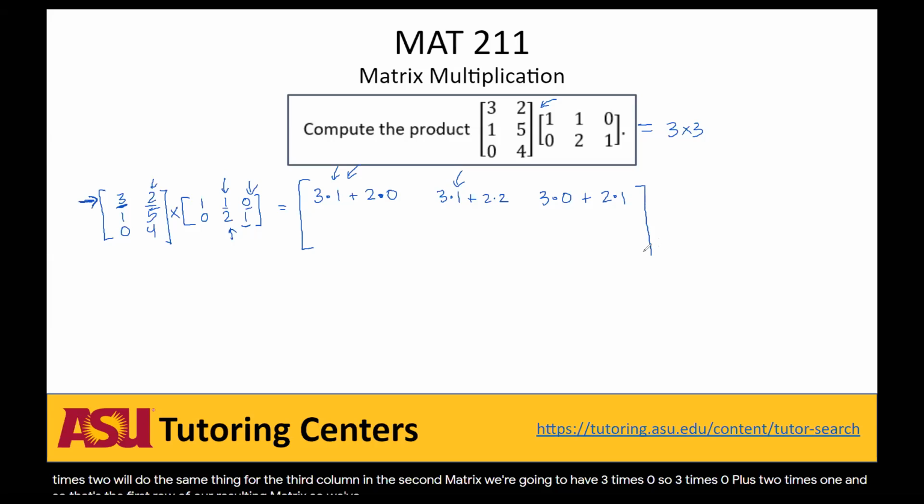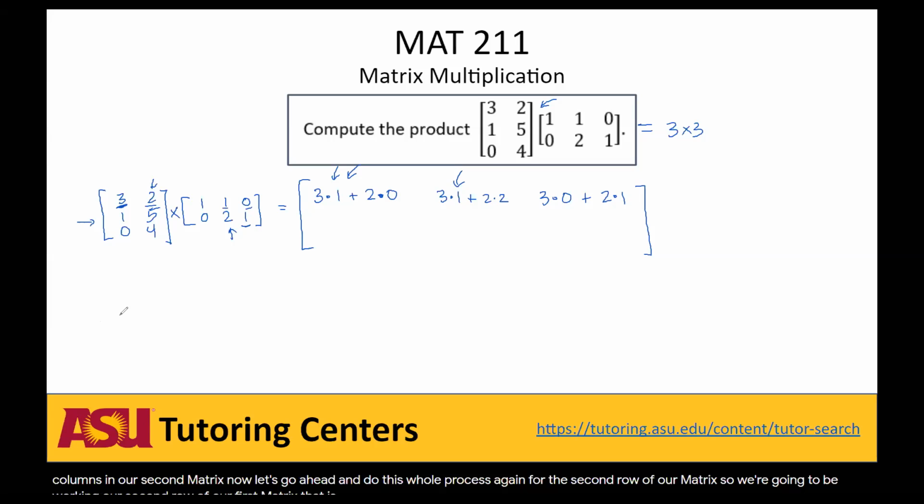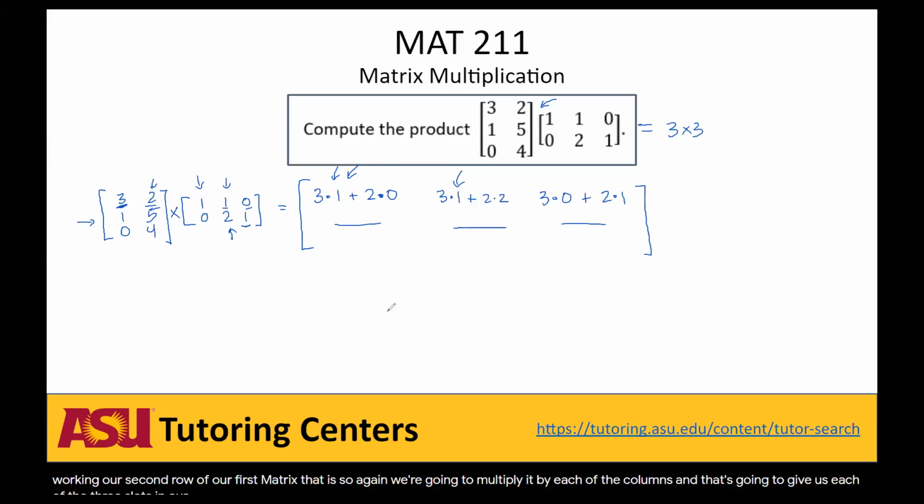So we've multiplied the first row of our first matrix by every one of the 3 columns in our second matrix. Now, let's go ahead and do the whole process again for the second row of our matrix. So we're going to be working with the second row of our first matrix. Again, we're going to multiply it by each of the columns, and that's going to give us each of the 3 slots in the second row of our resulting matrix. So let's go ahead and do this.